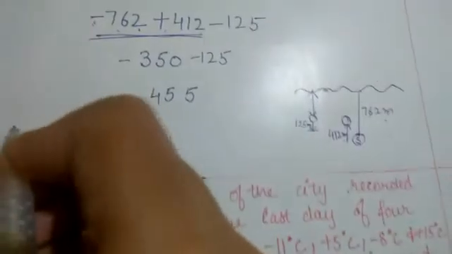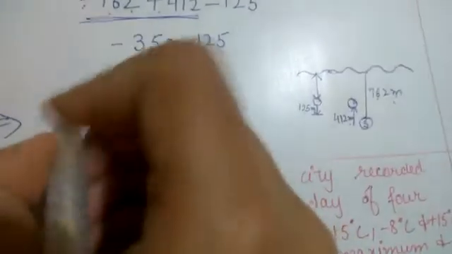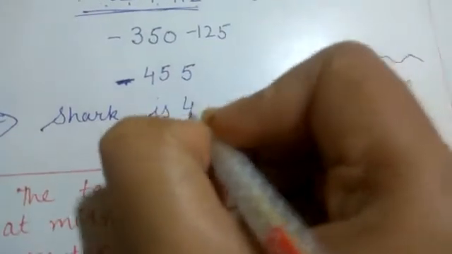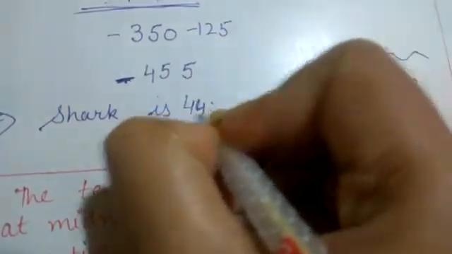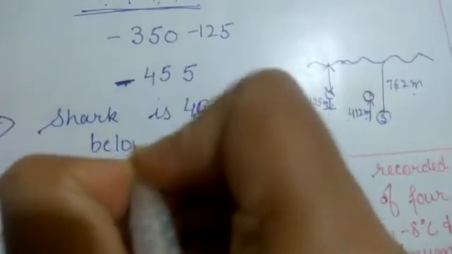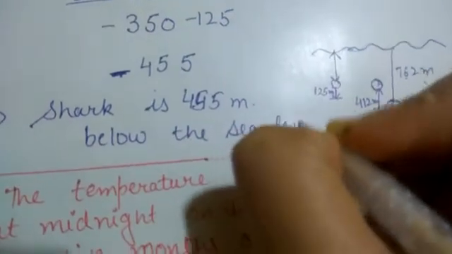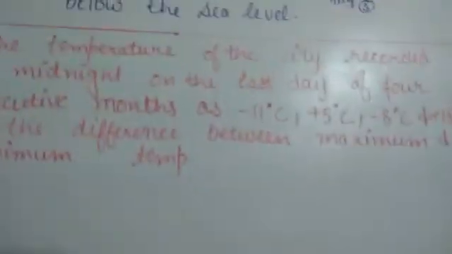So at the end we will write a line: shark is 455 meters below the sea level. I hope you understood. Now see the next question.